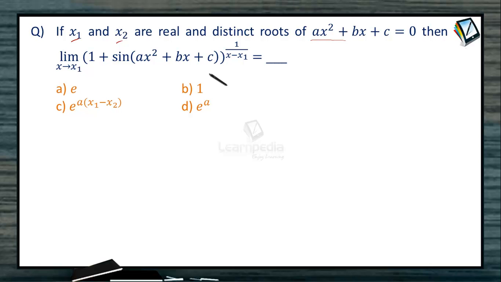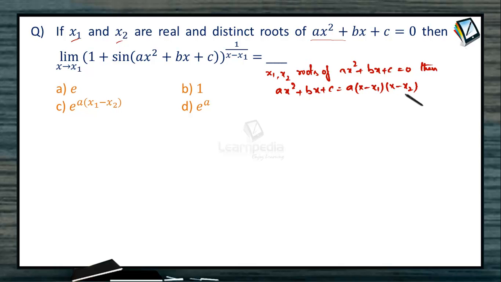Now when do we say these are the roots of ax² + bx + c = 0? As x1 and x2 are the roots, can we write the expression ax² + bx + c as a times (x − x1) into (x − x2)? Now we'll use this property to evaluate the required limit. What is the required limit?